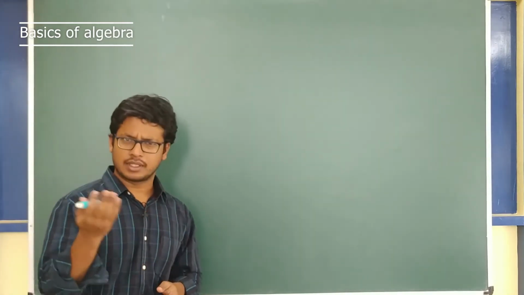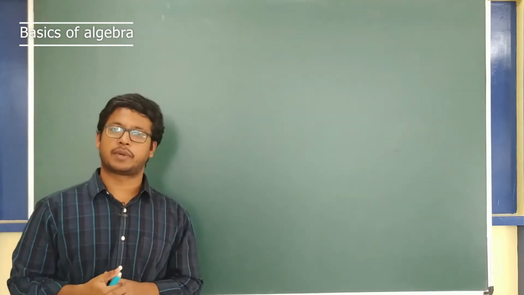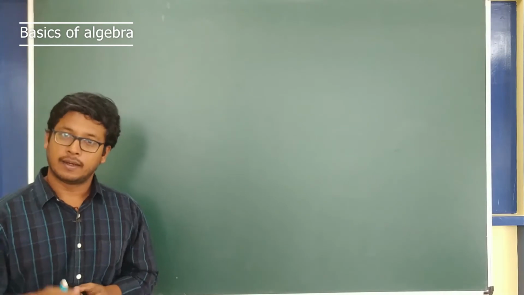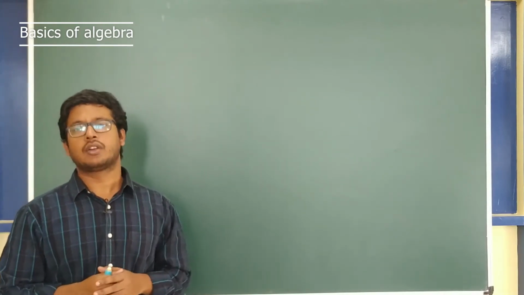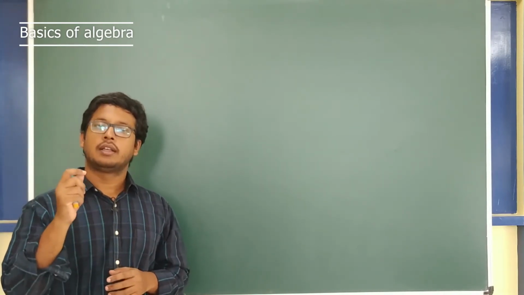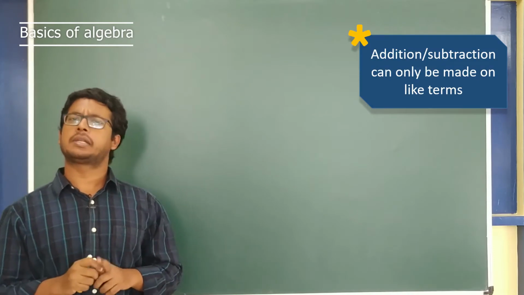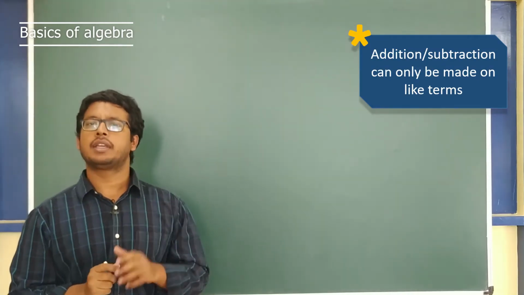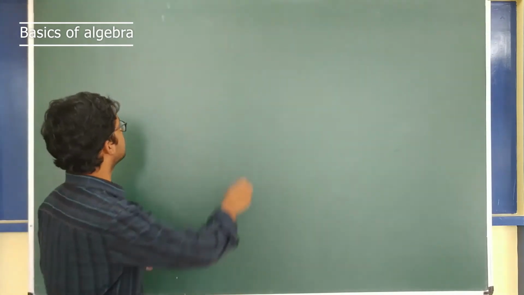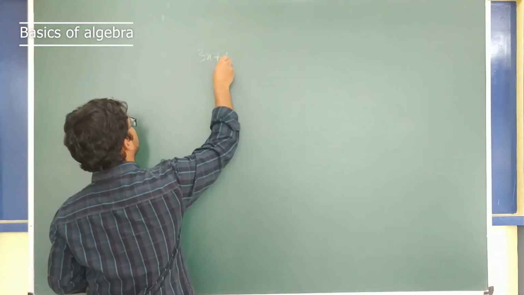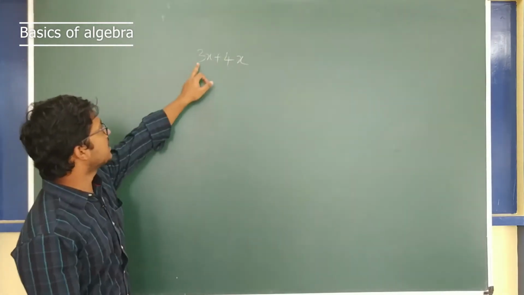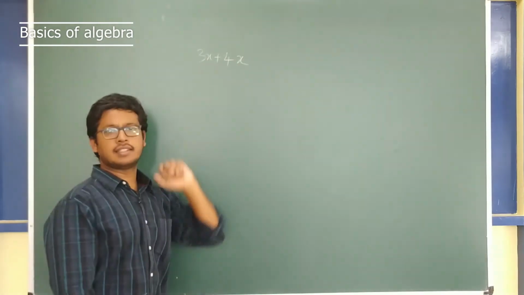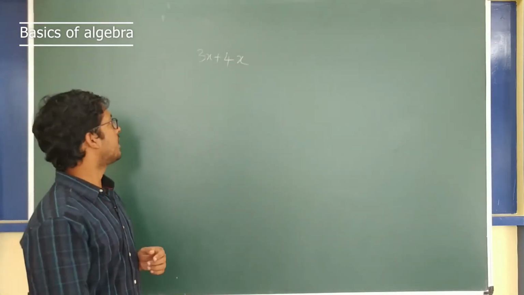The very first operation that we study is addition and subtraction. As mentioned earlier, addition and subtraction can only be done on like terms. Unlike terms cannot be added or subtracted. Only like terms can be added or subtracted. For example, let's take 3x plus 4x. So 3x and 4x both have x as the variable and they are like terms.